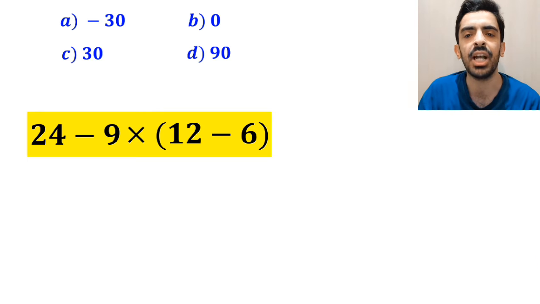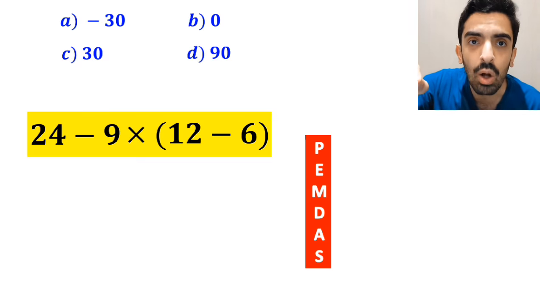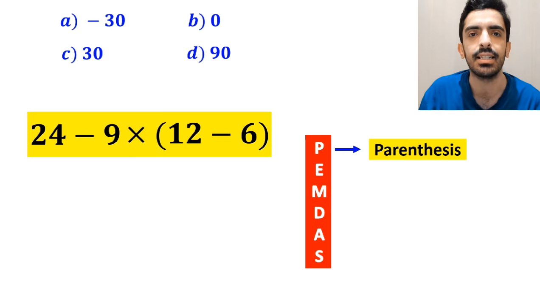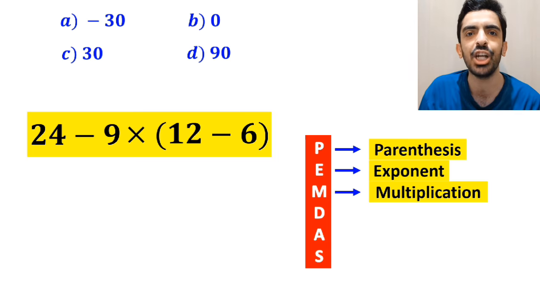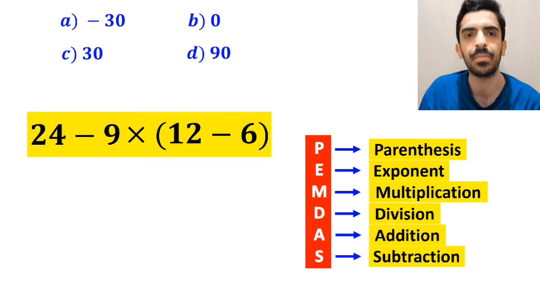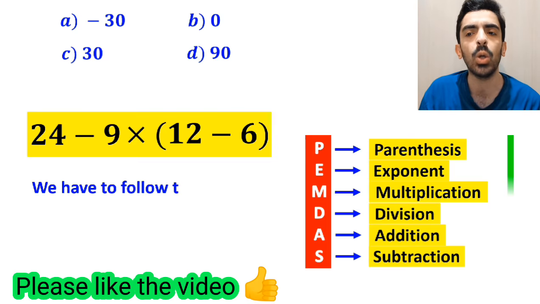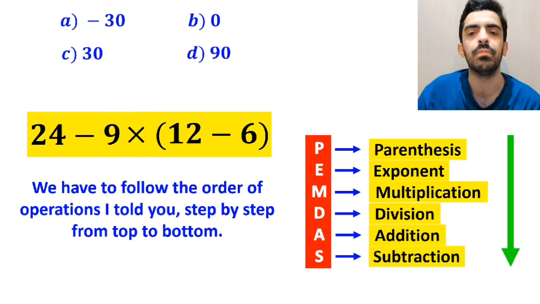To solve this question, we need to follow a rule that is called PEMDAS. In this rule, P stands for parentheses, E stands for exponent, M stands for multiplication, D stands for division, A stands for addition, and S stands for subtraction. We have to follow the order of operations I told you, step by step from top to bottom.